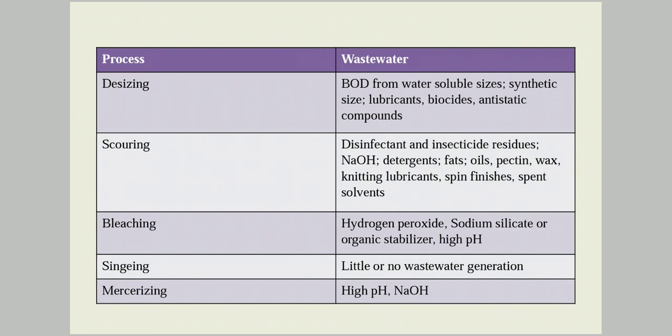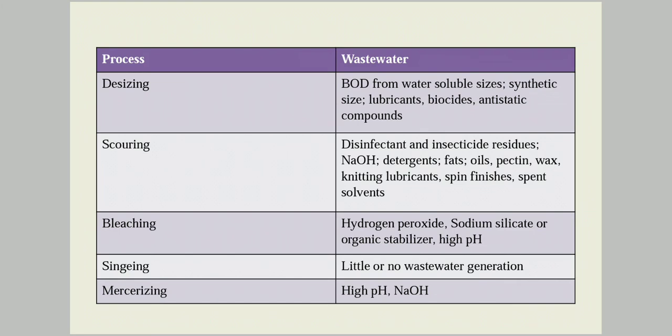Scouring removes the natural oil agents present in the fiber, and wax agents. Other than that, we will use some disinfectant and insecticide. In oil culturing, insecticides will be used, so such compounds will also be removed during scouring. In addition to that, we use alkaline agents, so NaOH or detergent soaps will also be present in the effluent wastewater.